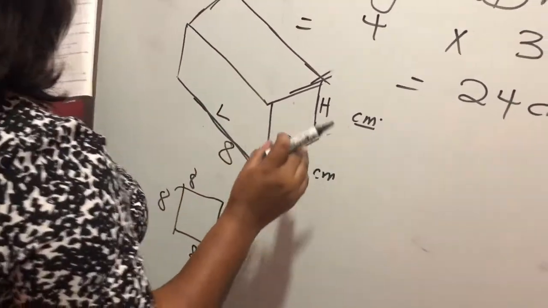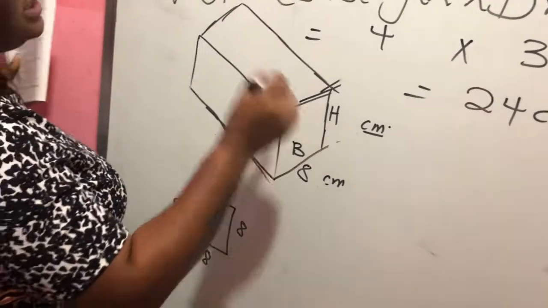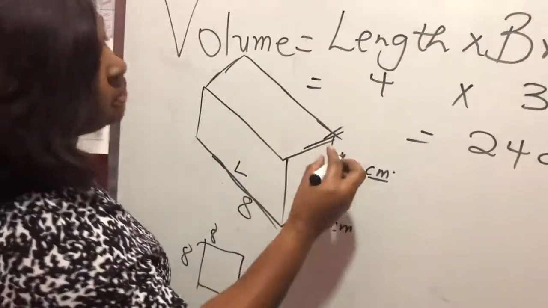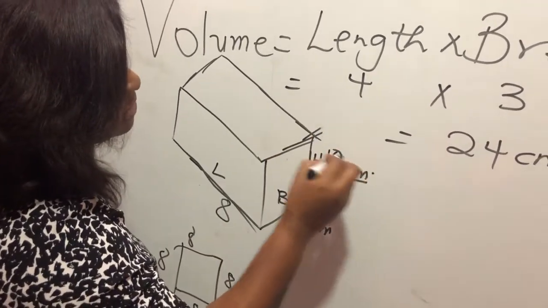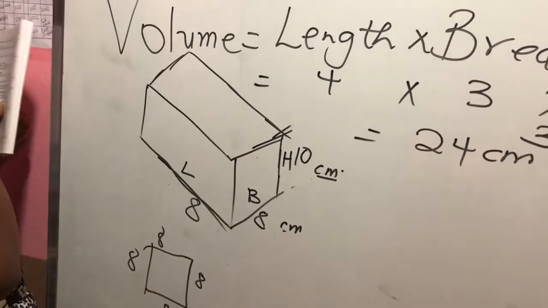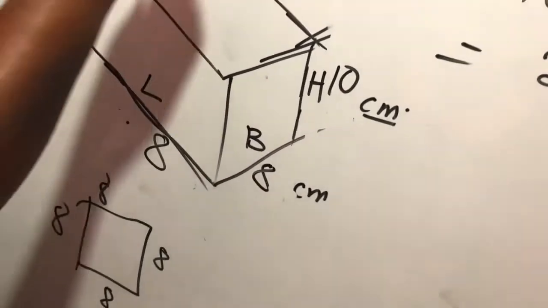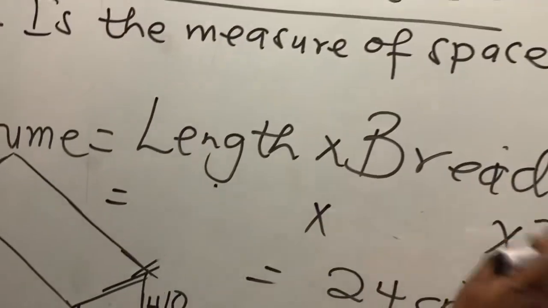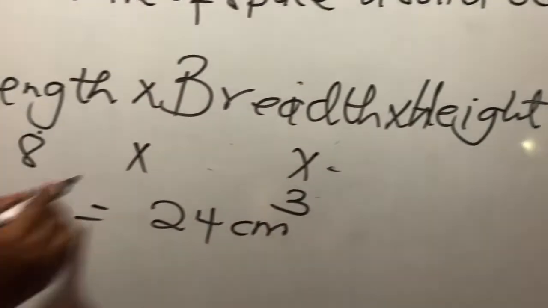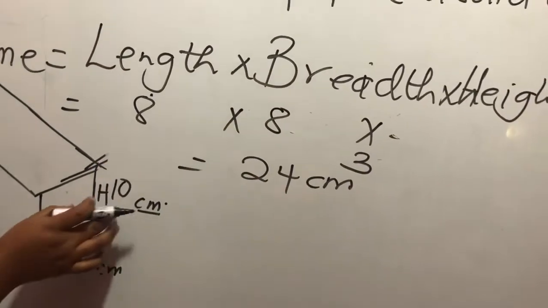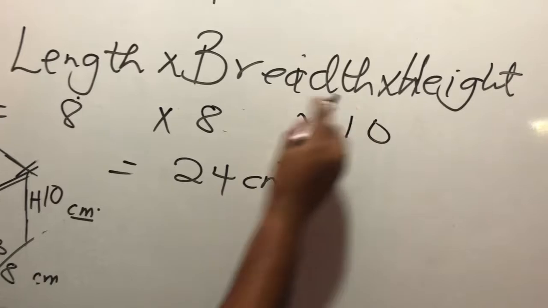So they are saying the base has 8 centimeters, and it is 10 centimeters deep. So the height is the depth. So it's 10 centimeters deep. If you are supposed to find the volume, you write the formula. The formula is length times breadth times height. So 8 times 8, and what is the depth? 10. So our answer is what?